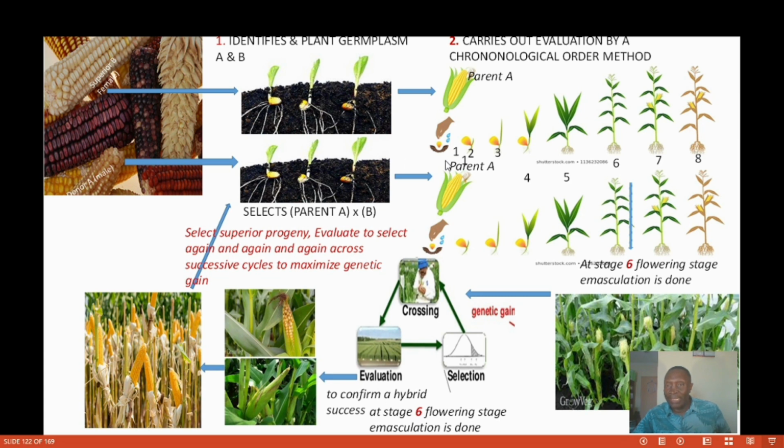And we go through the same process and we select superior progeny successively, evaluate them, and do the selection again and again across the successive cycles to maximize the genetic gain. It's very important for us to recognize this process. Very, very important. If we can understand this process in terms of the gender method, we'll have understood about the strategies that are used to breed new cultivars.